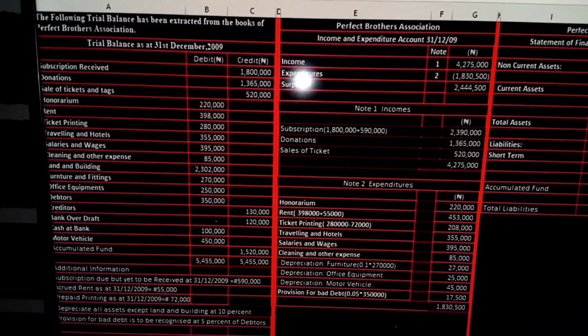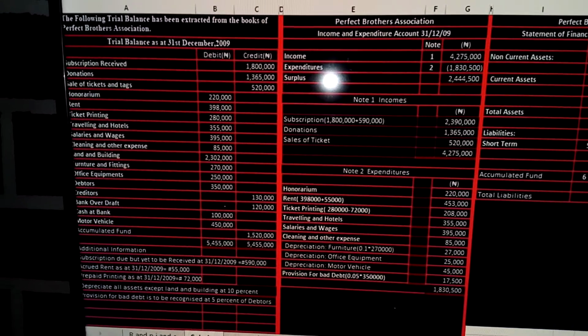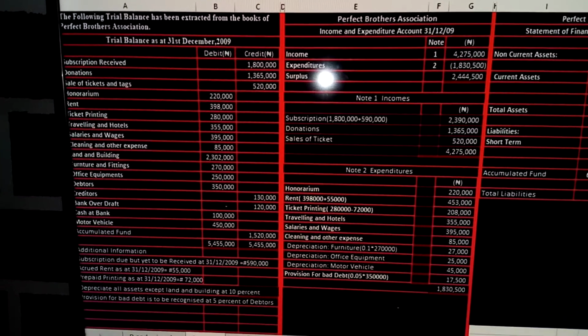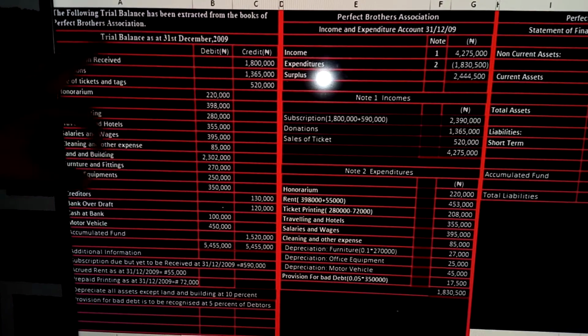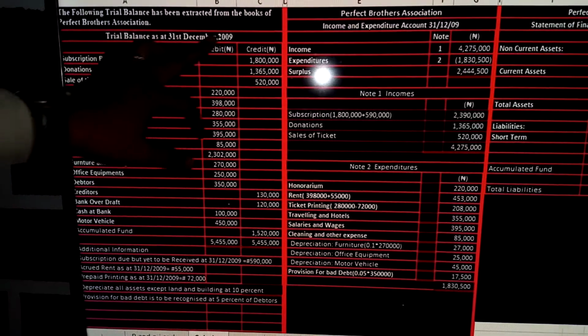So this is an illustration on how to prepare income and expenditure account together with a balance sheet. Okay, here we say the following trial balance has been extracted from the books of Perfect Brothers Association. So we have the trial balance at 31st December 2009.